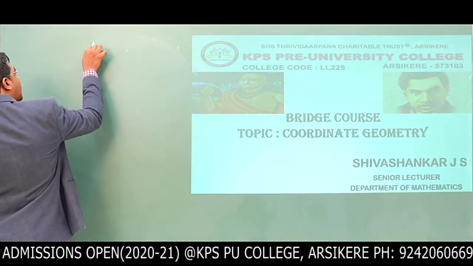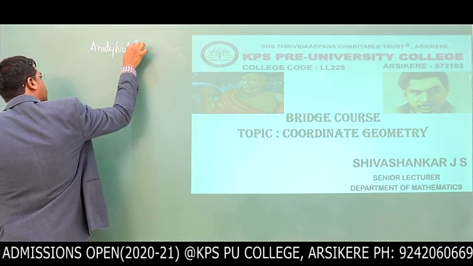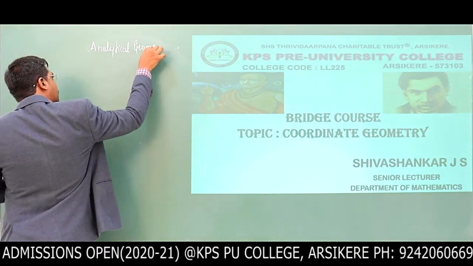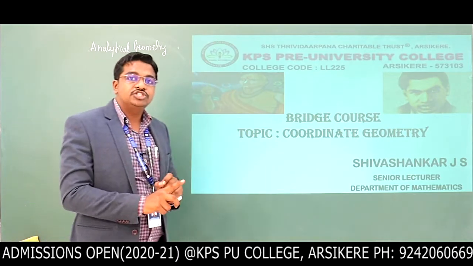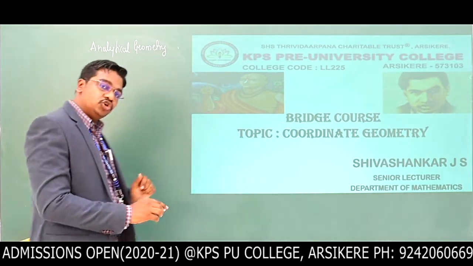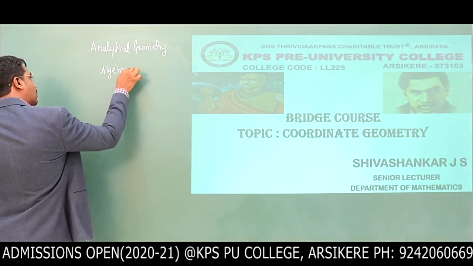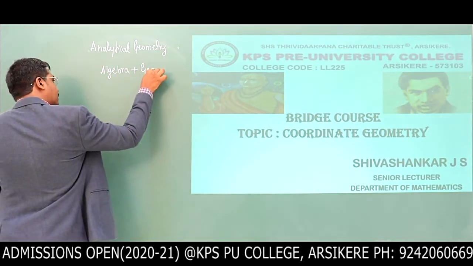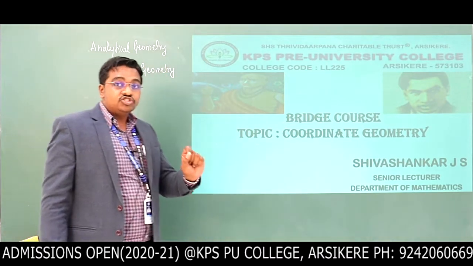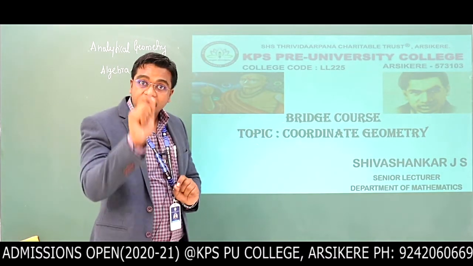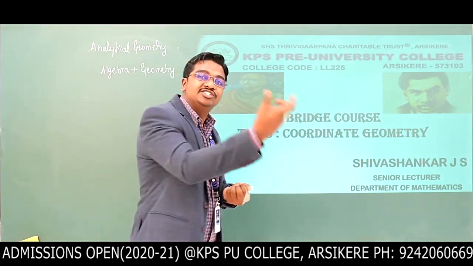What do we call it? Analytical geometry. So analytical geometry is a combination of algebra and geometry. It means analytical geometry or coordinate geometry helps to find the nature of the curve using algebra.